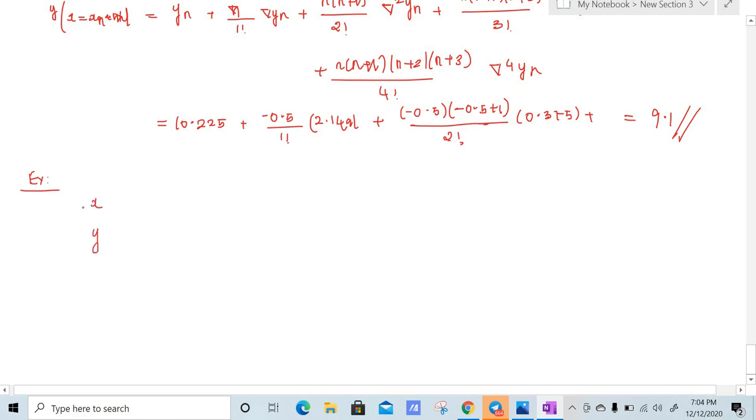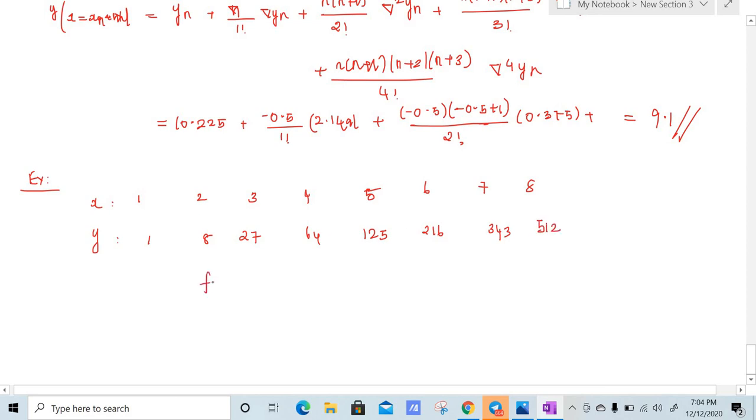So x and y, both are given. When the asked data lies in the first part, use forward. When the asked data lies in the second part, you use Newton backward. So x is 1, 2, 3, 4, 5, 6, 7, 8, and y is 1, 8, 27, 64, 125, 216, 343 and 512.